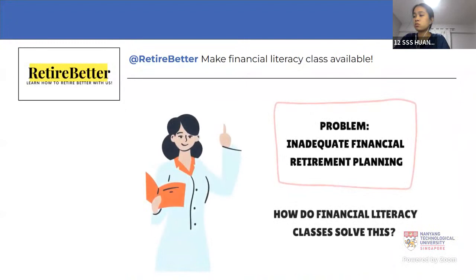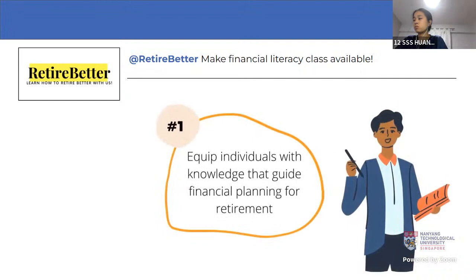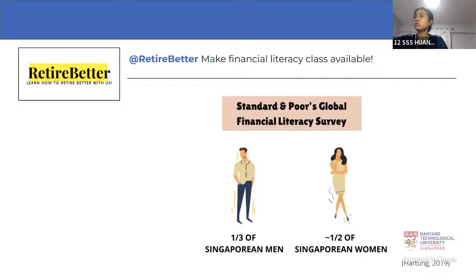How would financial literacy classes solve the problem of inadequate financial retirement planning in Singapore? First, financial literacy classes equip individuals with knowledge that guides financial planning for retirement, leading to improved retirement planning. Singaporeans are not really financially literate. A survey found that about 1/3 of Singaporean men and nearly half of Singaporean women do not hit the threshold for being financially literate.